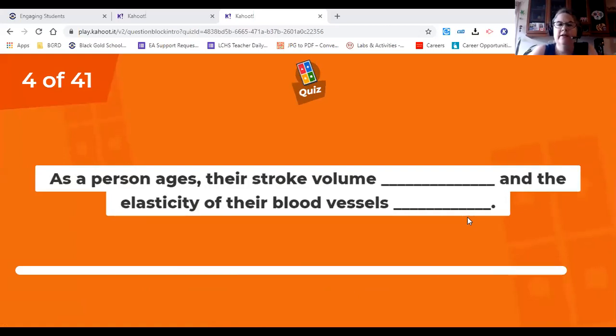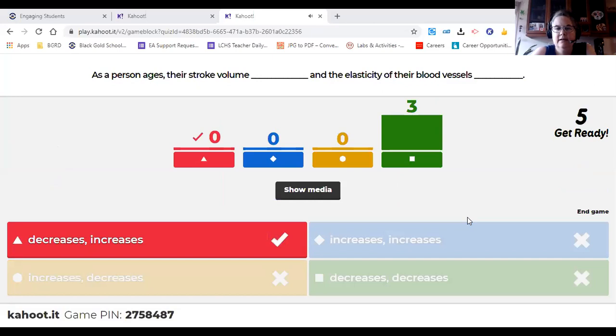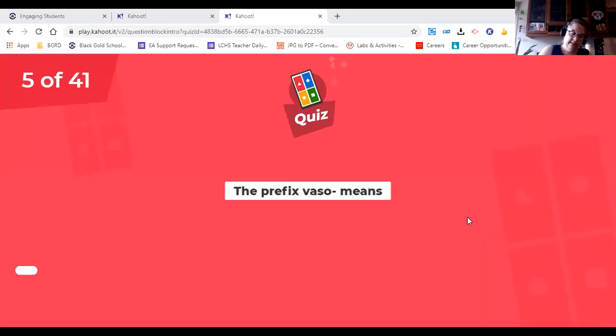As a person ages, their stroke volume blank and the elasticity of their blood vessels blank. You know what? I have a wrong answer there. I just looked at it and realized. Sorry, guys. I will fix that later.